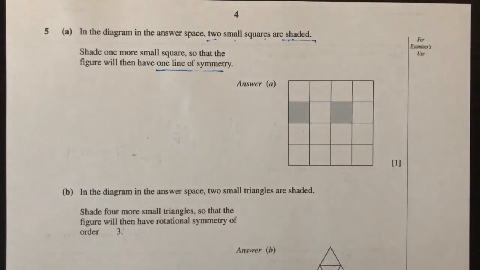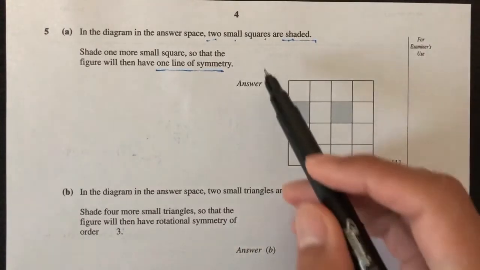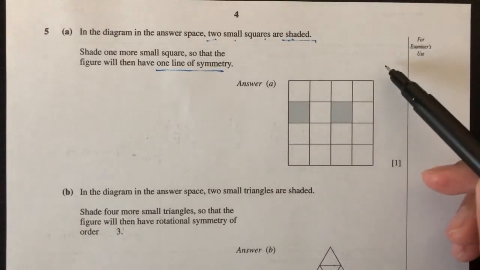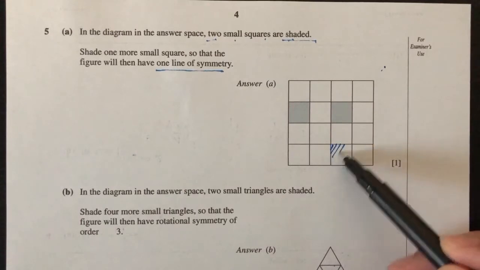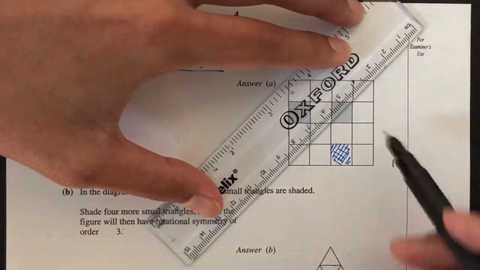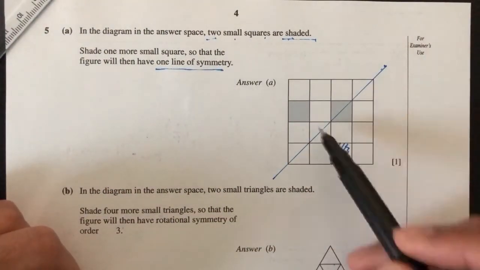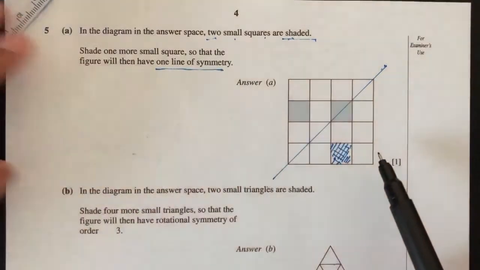So let's observe. A square usually has 4 lines of symmetry. You can have 1 here, 1 here, 1 here, or 1 here. So by elimination, you will realize that the line of symmetry will be this one, and the square will be this one that you will need to shade. And the line of symmetry will be this line. So you just have to shade this square. Don't draw the line, just the square, to show that by shading this square, we have 1 line of symmetry. That is part A.